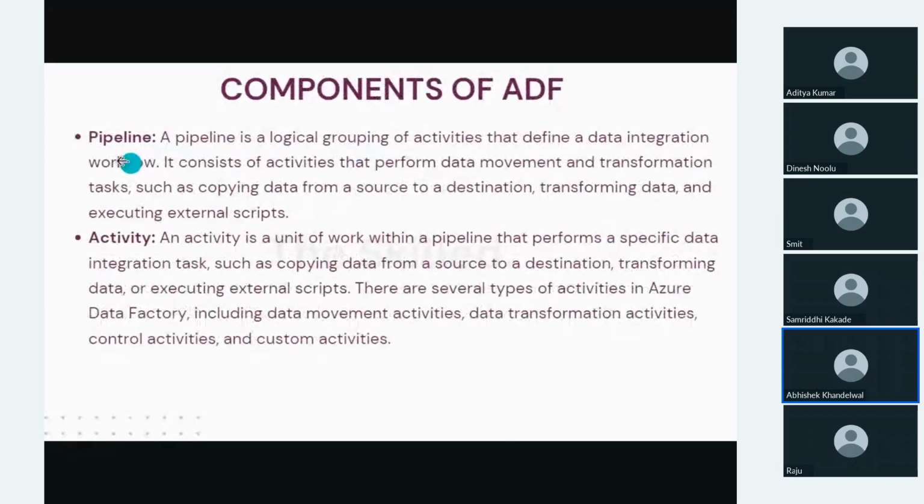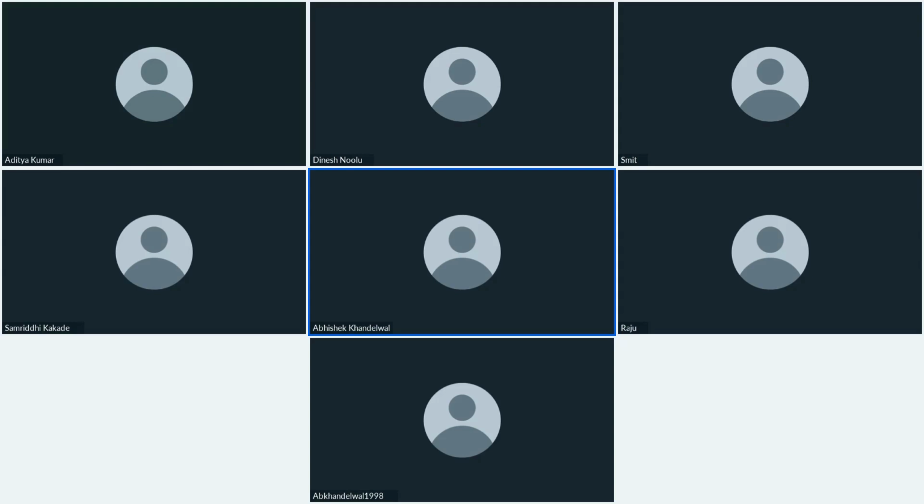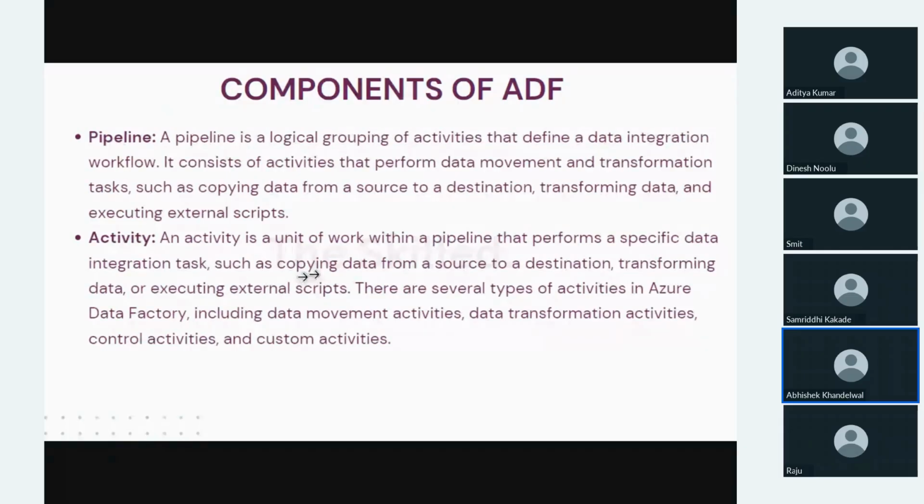So what is a pipeline basically? A pipeline is a logical grouping of activities that define a data integration workflow. As I told, it is a medium where all the things are clubbed into a single component, where the complete operations are happening. An activity is basically a task that we want to perform. It can be copying data from one place to another, executing a stored procedure, or fetching data from a web service. It can be any kind of activity that is present in our Data Factory.